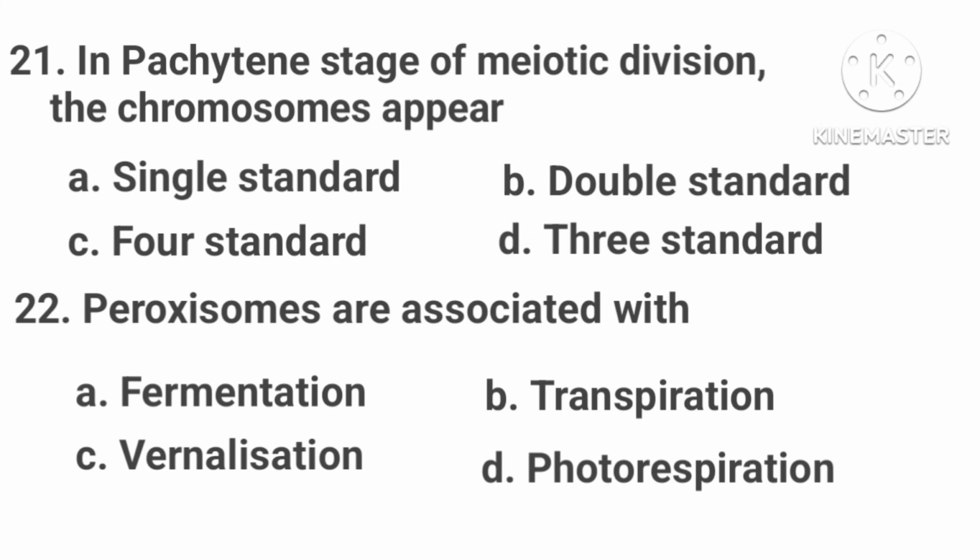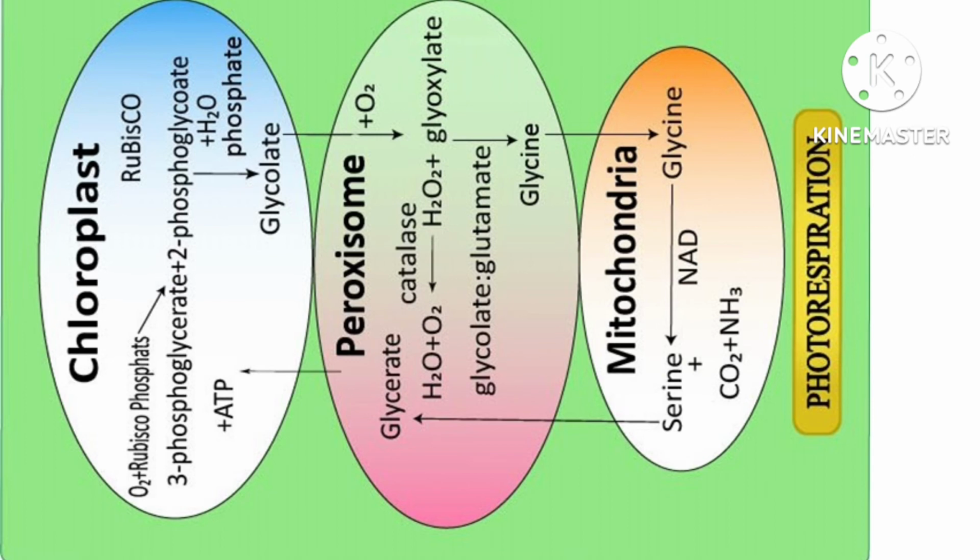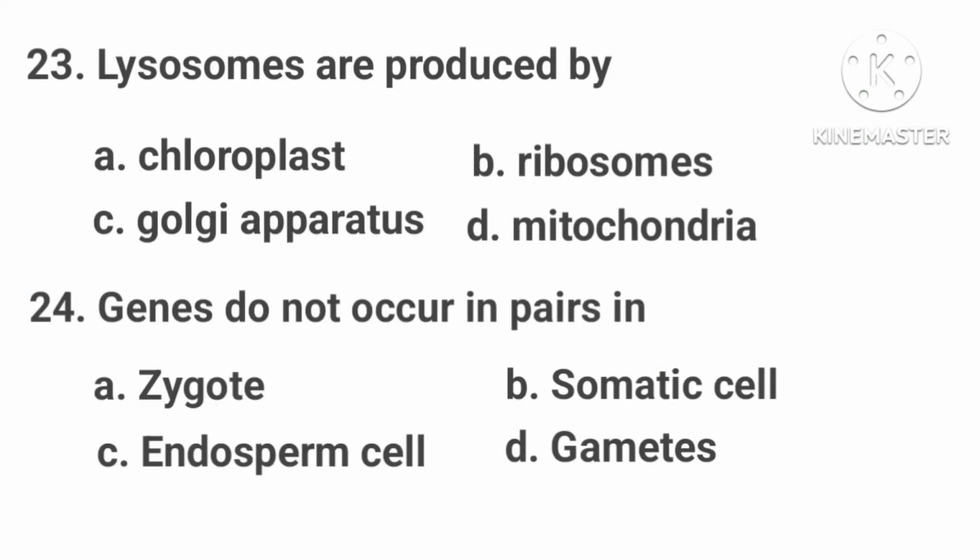Next, peroxisomes are associated with option A fermentation, option B transpiration, option C vernalization, option D photorespiration. Here the correct answer is option D photorespiration. See, this is the photorespiration image. In photorespiration, three cell organelles are involved: chloroplast, peroxisome and mitochondria. Next, lysosomes are produced by option A chloroplast, option B ribosomes, option C Golgi apparatus, option D mitochondria. The correct answer is option C, Golgi apparatus.